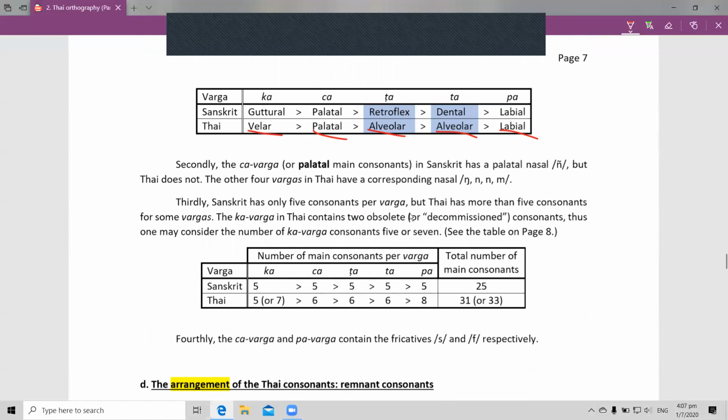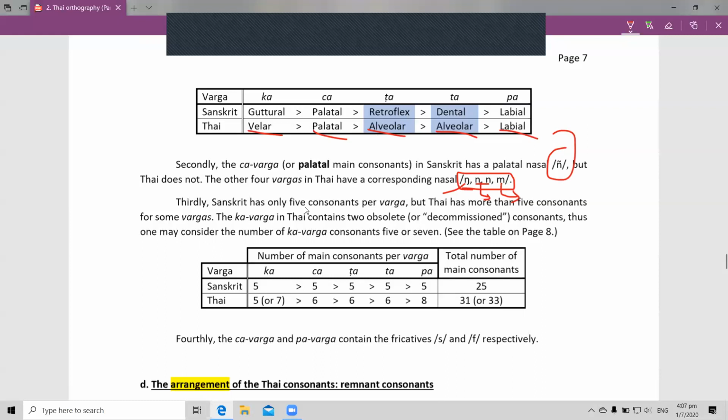The second difference between the Sanskrit main group consonants and the Thai main group consonants is that in Sanskrit, we have a palatal nasal consonant, nya. But in Thai, we don't have this sound at all, correct? But we do have the other nasals for the other varga. So this is the nasal for the ka-varga. This is the velar nasal. We have the N sound, the no for the alveolar vargas, and the mo for the labial varga or the labial row. Okay.